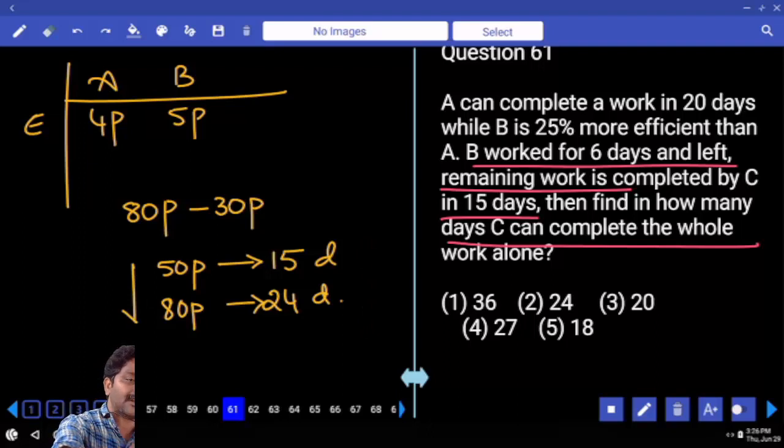Either horizontal comparison or vertical comparison, but don't go for cross multiplication. Usually people will go for cross multiplication. That's a bad habit. You'll definitely get the answer, but the answer is not important. In how much time you are getting it is important. Ade kada factor.